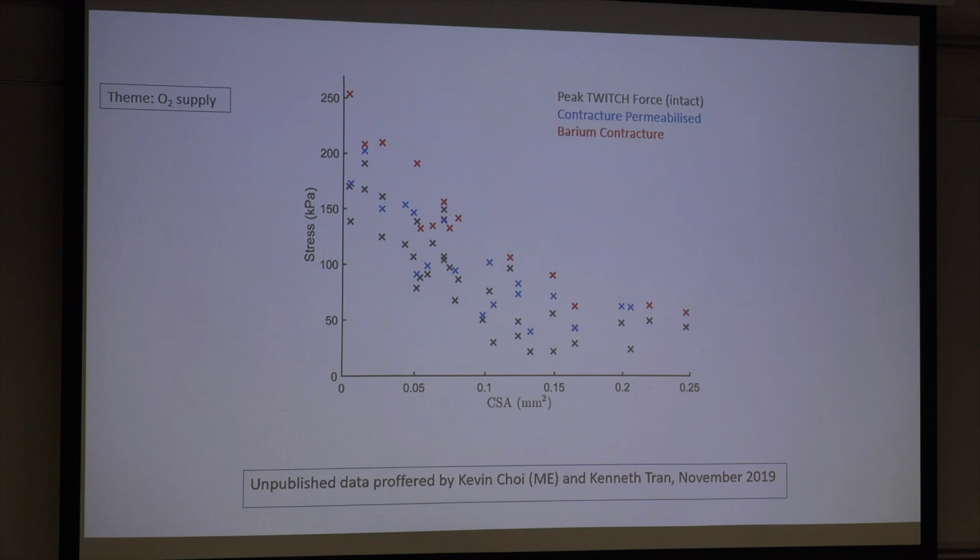And now you do this permeabilized muscle contracture. So now we just increase the ATP concentration, have a look at this thing, and blow me down, it's exactly the same. So it seems to me that kills any limitation from oxygen supply.